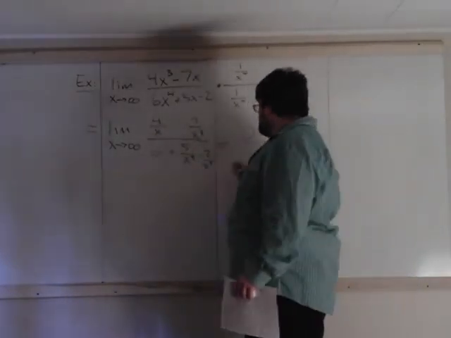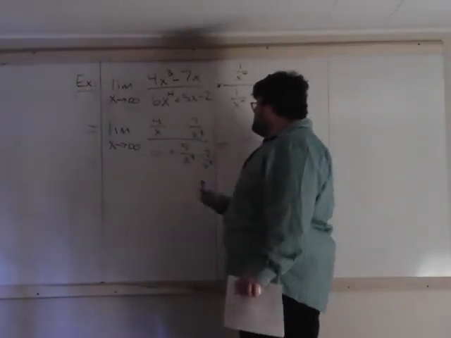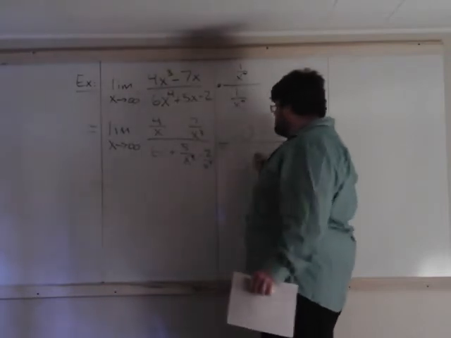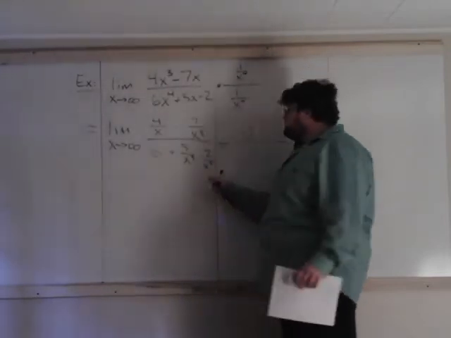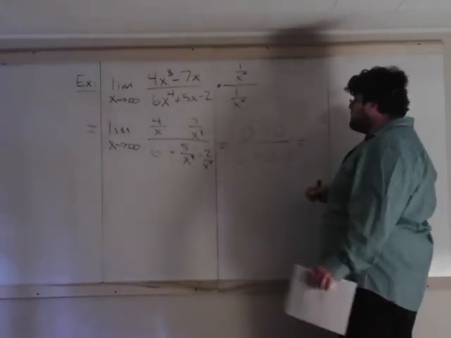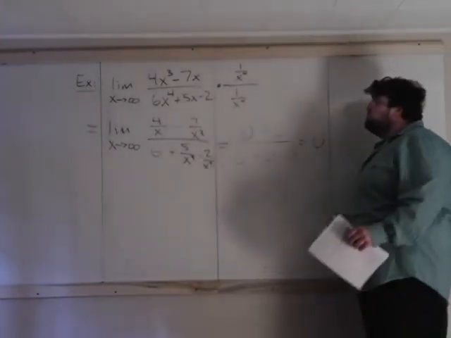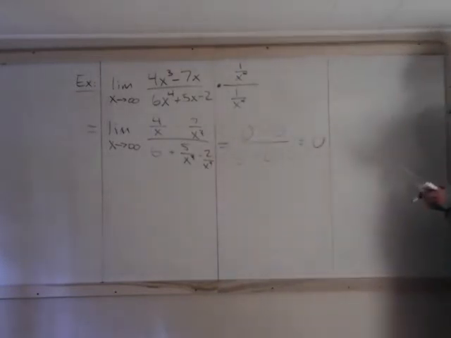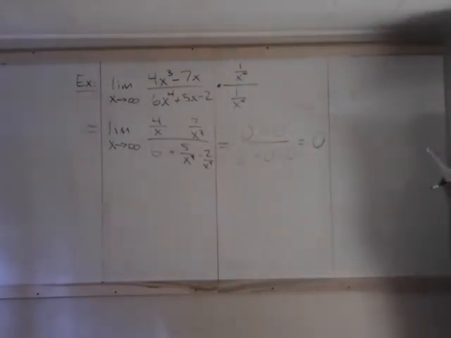So let's see what we have. As x goes to infinity, 6 goes to 6. 5 over x cubed also goes to 0. Negative 2 over x to the fourth also goes to 0. So this goes to 0 over 6, which is just 0. So we have this limit is 0.